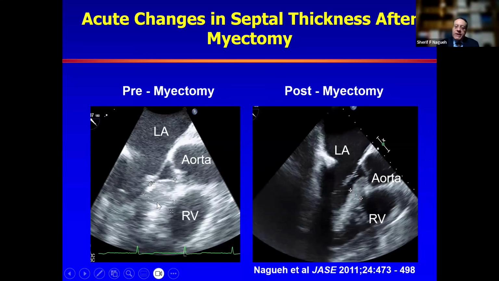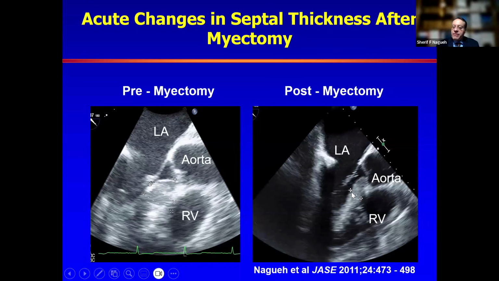Why is that important? If the resection is only limited here to that very basal segment, but you do not resect more distally, the patient will leave with residual SAM, residual obstruction, and this is a major problem because now they have had open chest once.